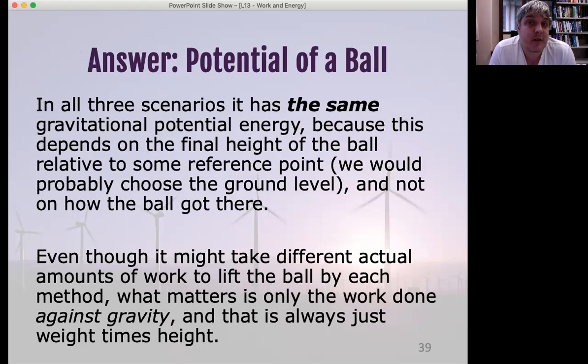It might take different actual amounts of work to lift the ball by each method, whether you've got to overcome some friction along the way, or whether you're lifting it up a certain height above its final position and then letting it go and it drops back a little bit. The amount of work you would have to do would be greater, and so on. So the work that you have to do to get the ball to its final position certainly depends on how you get it there, but the potential energy that it ends up with only depends on its final height.